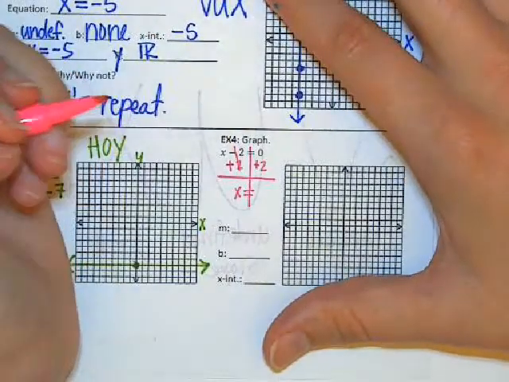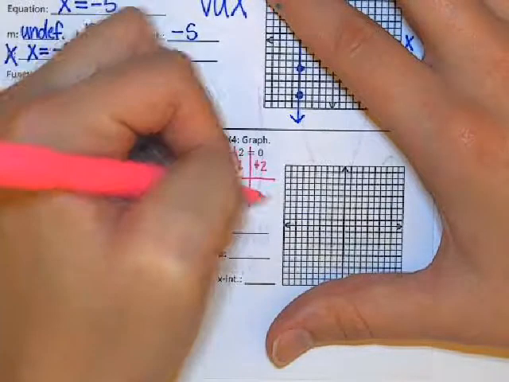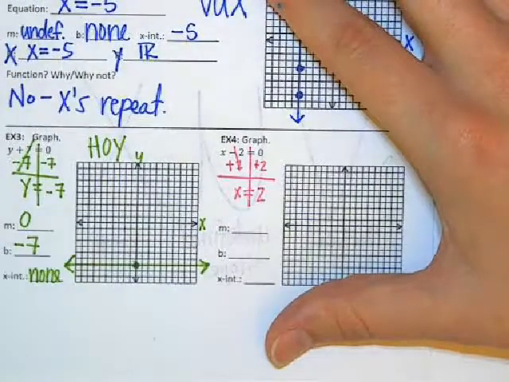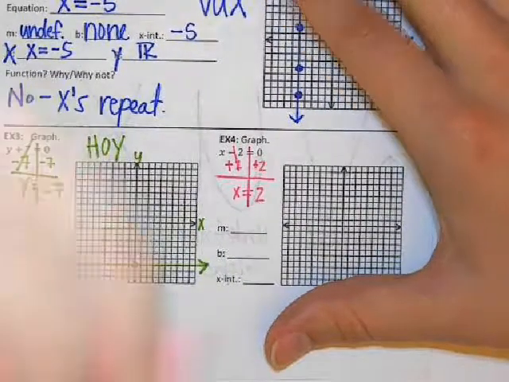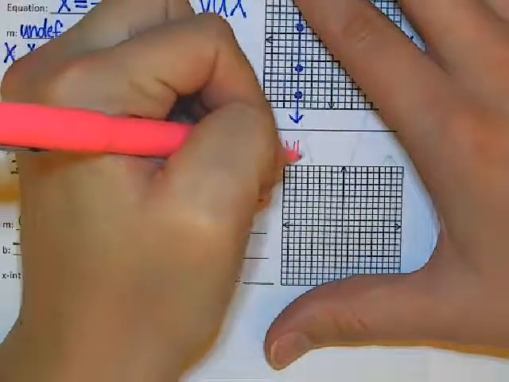Can I combine 0 and 2? Yes, they're like terms. So x equals a number. If I have x equals a number, what do I have? Bucks.